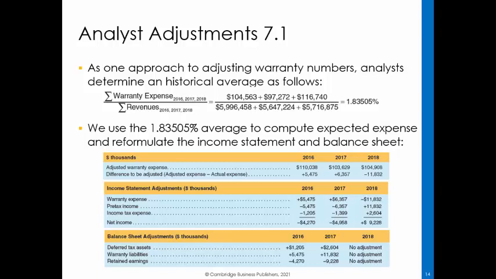We would also adjust the balance sheet to reflect the income statement adjustments. Changes in warranty expense affect the warranty liability dollar for dollar. In 2016 and 2017, we increased the warranty liability and deferred income tax assets and decreased retained earnings. The 2018 balance sheet does not require adjustment since the cumulative effects are already included in the accounts.